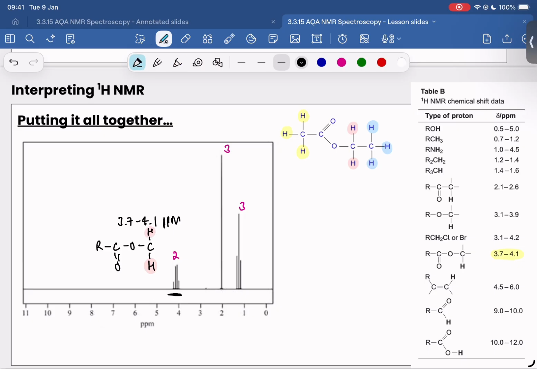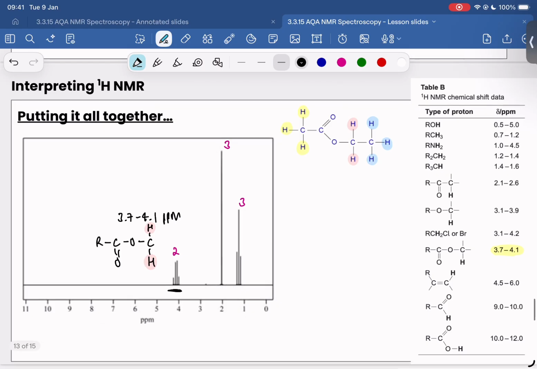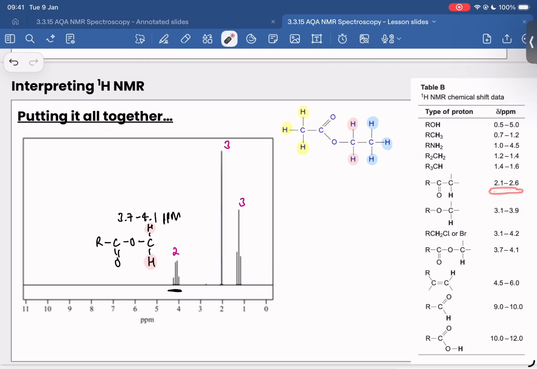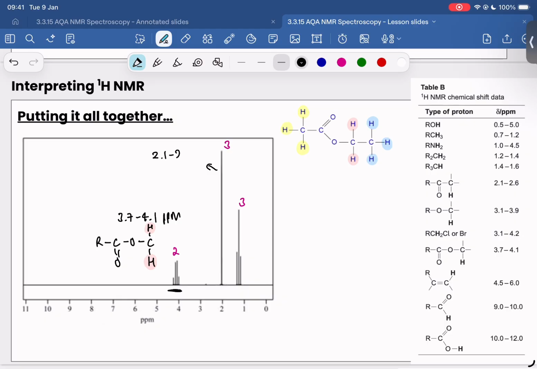But if they do ask you to work out the integration ratio, they should give you the structure of the compound. Then you basically have the next peak over here, which is around 2 in that particular region of the spectrum. If I look at the figure, you can see that that's around 2.1 to 2.6. So let me just write that out. That looks like it's around 2.1 to 2.6, and so it's going to be RC-CHHH.